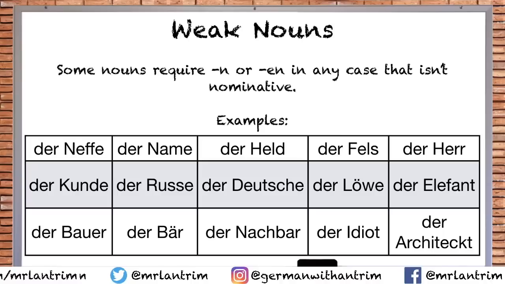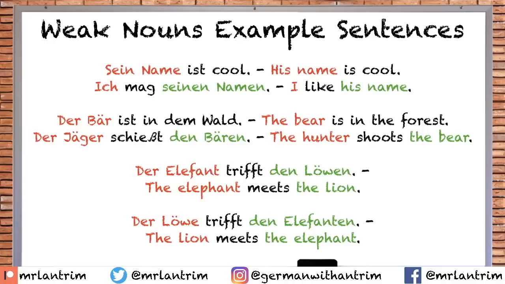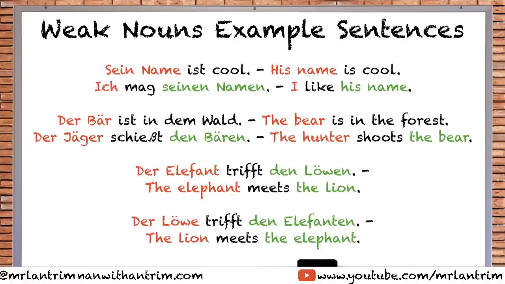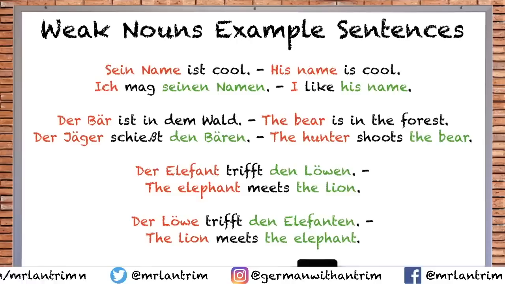Today, obviously, we're focusing on the accusative, so we're going to go through some examples of that. I have two examples for each noun so that we can show them in the nominative case and in the accusative case. So, Sein Name ist cool. His name is cool. Not like he's actually called cool, but like I like his name and it's a cool name. Sein Name ist cool.